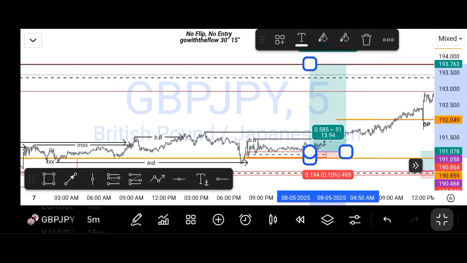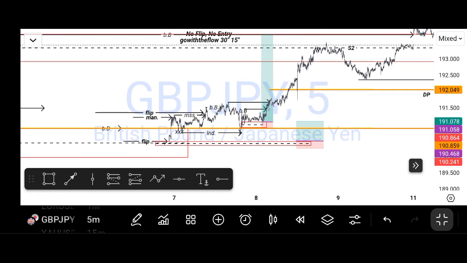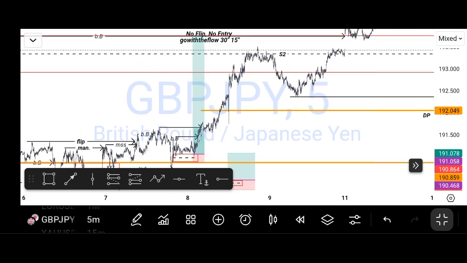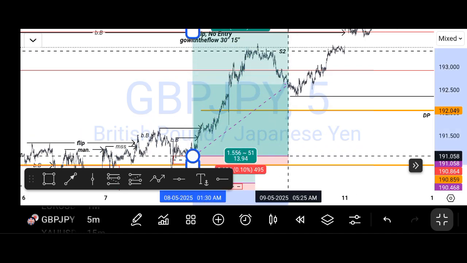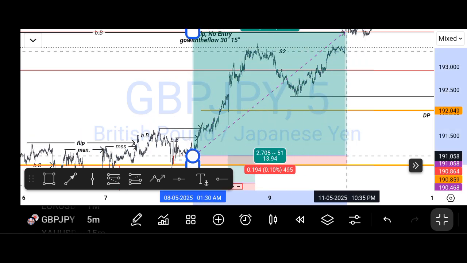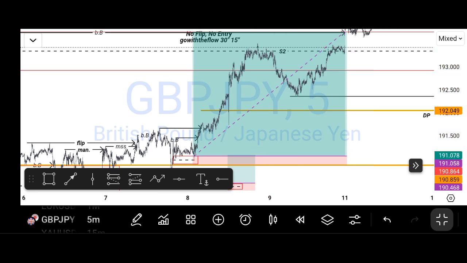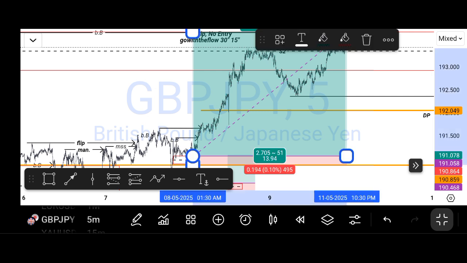Here, almost 1 is to 13, 1 is to 13 risk to reward. If I'm risking $1, I'll be making $13. You understand? If I'm risking $100, I'll be making $1,300. So that is it, 1 is to 13 risk. This is how I got this order using that simple concept I just taught you. You understand?